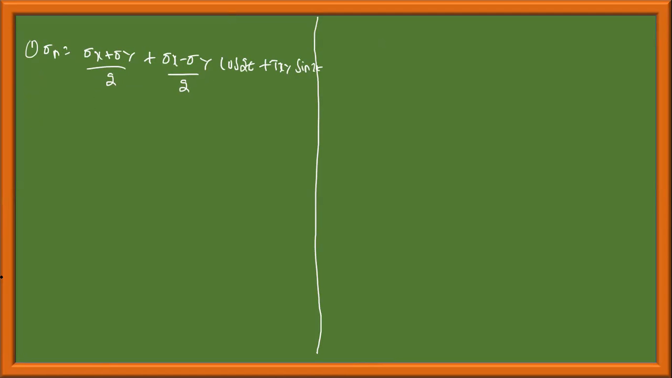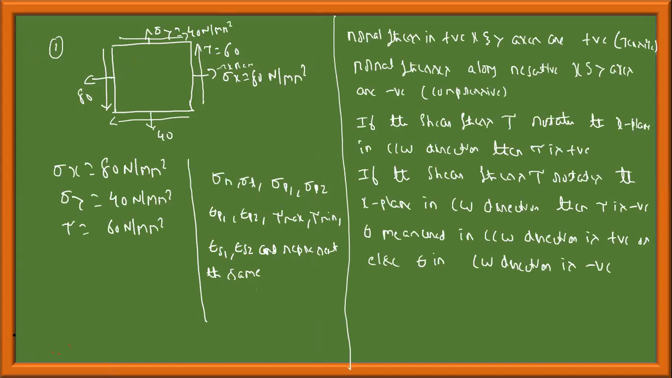And in this problem, he has given the plane as oriented. There is a plane on which we should find the normal and the tangential stress. That plane makes an angle 45 degree with respect to this. Since theta is measured in the counterclockwise direction, theta is equal to plus 45 degree.